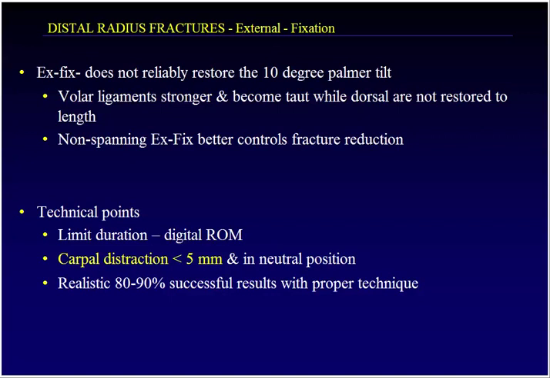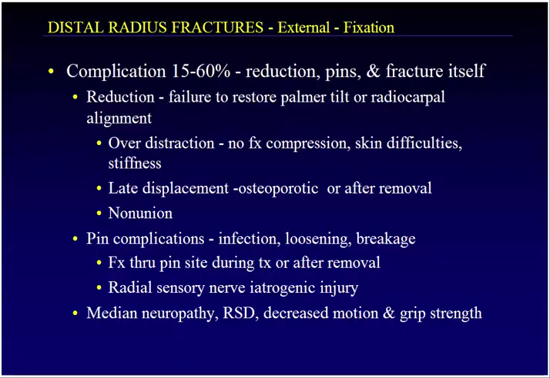If you use external fixation for the appropriate indications and using appropriate techniques, you can get 80 to 90% good to excellent results. What about complications of external fixation? Again, these can be related to the inadequacy of the reduction itself, problems with pin tracks, of course, and complications related to the fracture pattern. If you fail to adequately restore the palmar tilt or the radiocarpal alignment, in other words, you don't get an anatomical reduction, you can expect that the patient's not going to do well.